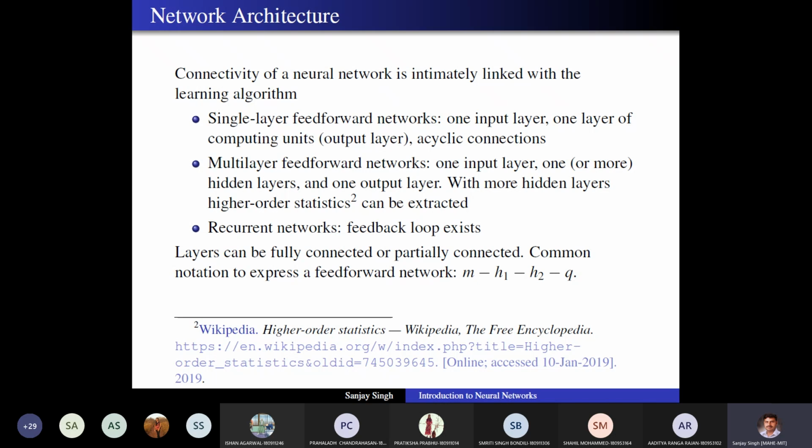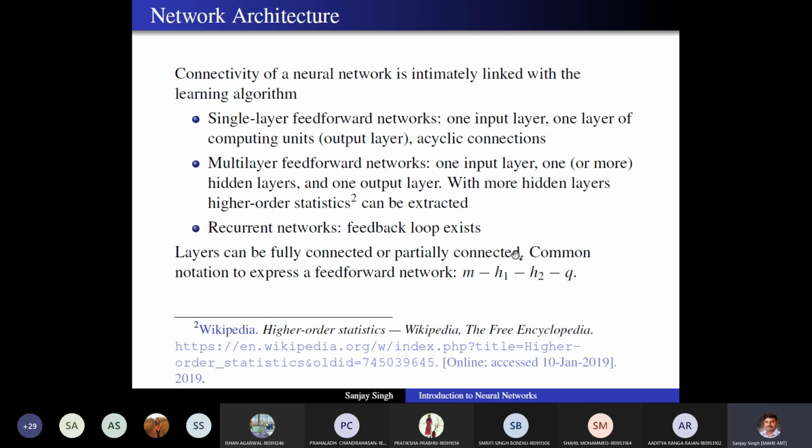And a common notation to express a feed forward network is M, H1, H2, Q. I'll explain what that means. M indicates the number of inputs in the input layer. Remember that at this layer there are no neurons indicated. H1 indicates how many neurons are in the first layer, and this is called hidden layer 1. H2 indicates how many neurons are in that particular layer, and this is called hidden layer 2. And Q is the output layer, it indicates the number of neurons at the output.